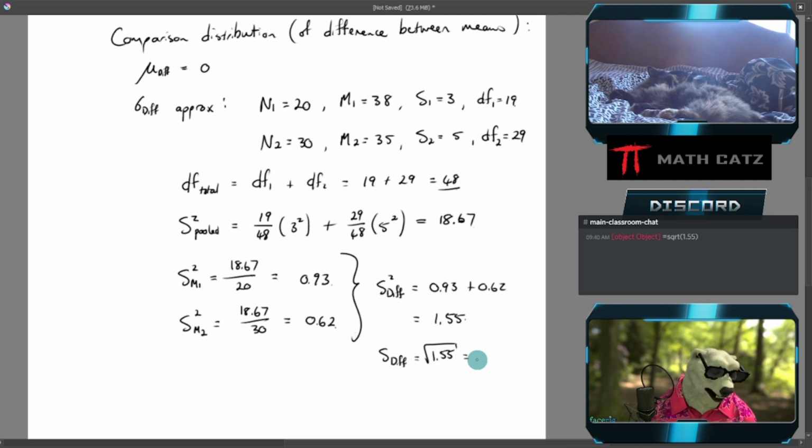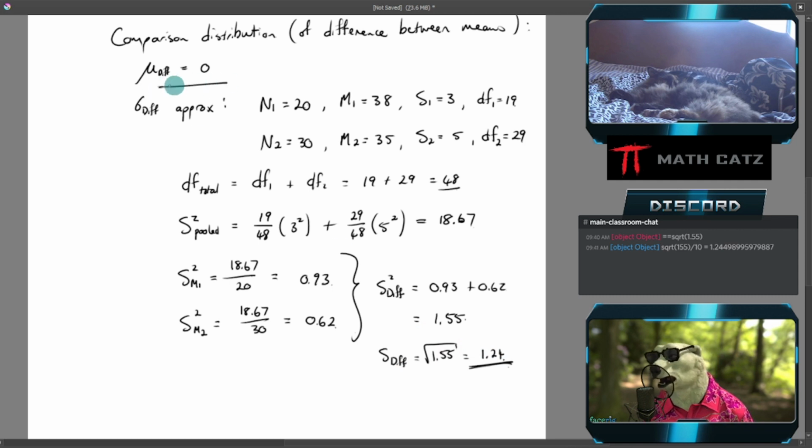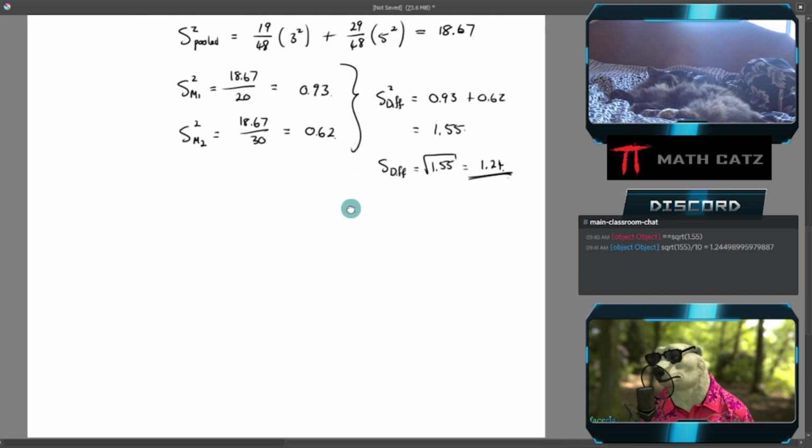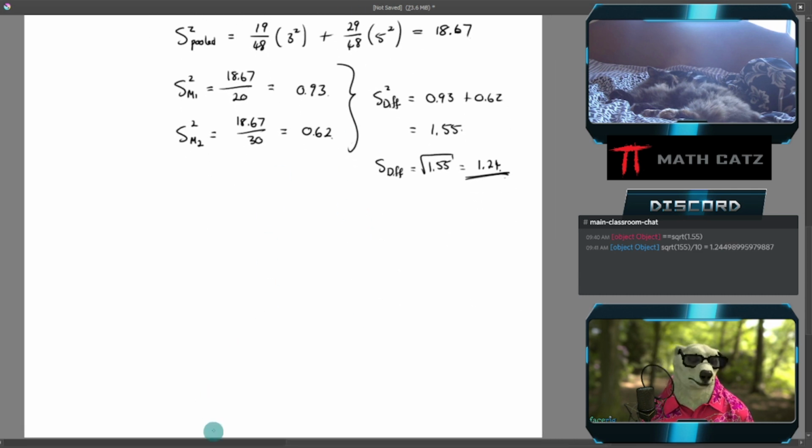Oops, I need to have two equal signs to tell MathBot what I want. There we go, and we get 1.24. All right, so those two are the ones we need. Almost there, but this one is a little bit bigger. So now you can do your observed first. Let's call it T observed.